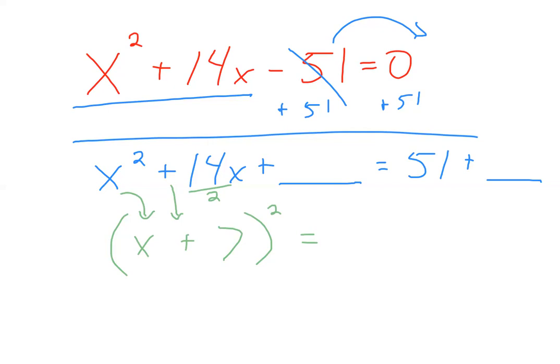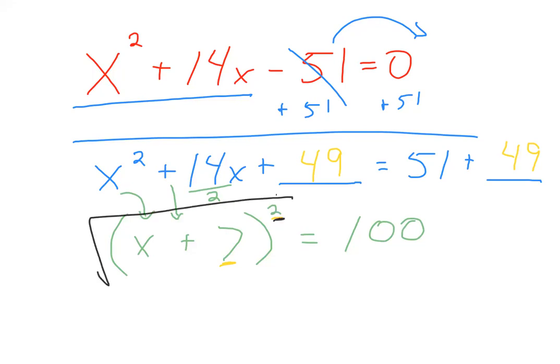Now, I need to backfill, and I do that by going 7 squared. Well, 7 squared is 49. In the very beginning of algebra, we always said to think about keeping the equation balanced. Well, if I add 49 to the left, I've got to add 49 to the right. And by doing that, 51 plus 49 gives me 100.